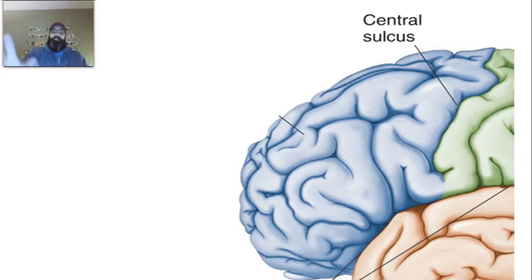So if we're looking at the frontal brain, keep in mind, the central sulcus is a big dividing line. That central sulcus is what's going to divide the frontal lobe from the parietal lobe, and then you have the lateral sulcus here, which divides the frontal lobe from the temporal lobe. So we're going to go over those major structures.